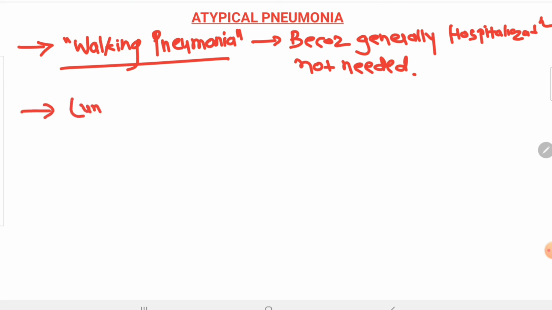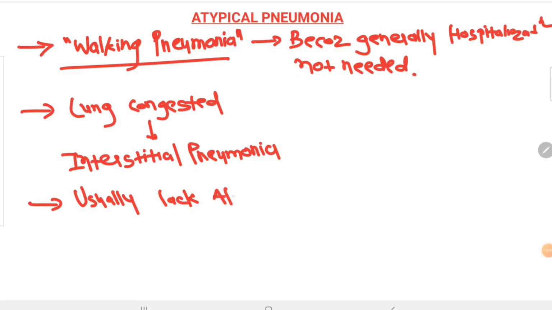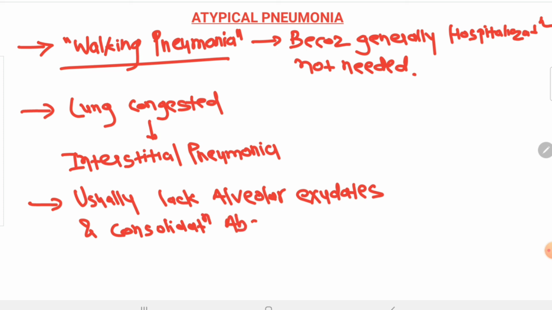In this particular condition, lungs are congested. As it is pneumonia, lungs are obviously congested because of inflammation, and there will be interstitial pneumonia, as we have discussed earlier as well. Like that of viral pneumonia, here you will have interstitial pneumonia. Alveolar walls and septa will be widened and infiltrated by mononuclear inflammatory cells. Usually, there is a lack of alveolar exudate. Exudates are usually absent, and consolidation is also usually absent. That's why it is not much severe and hospitalization is not needed.